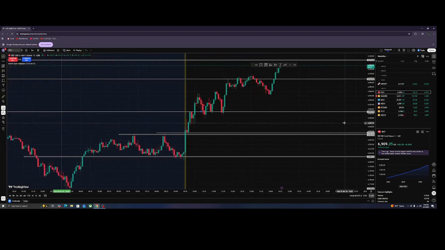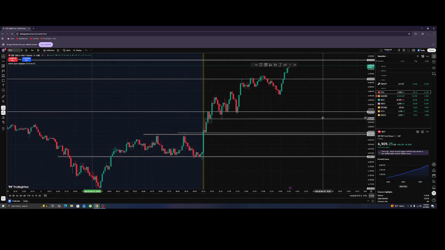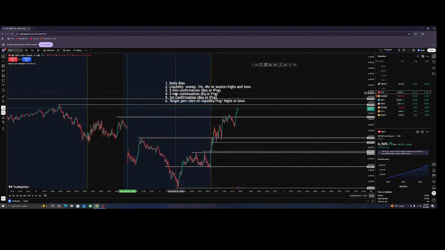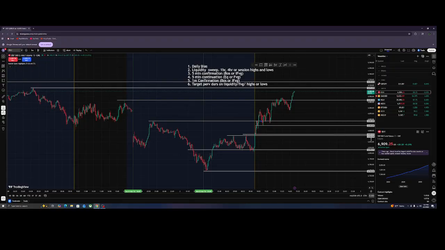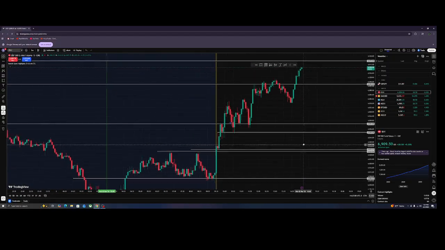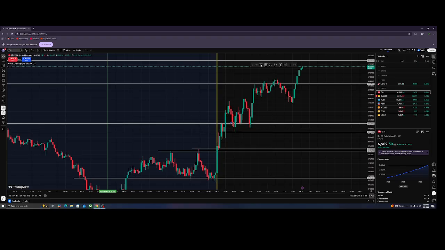Now we come to our confluence part. We look for a 5-minute break of structure, which we get here. So our first confluence, well, you could check that out. We're done, right? And I'm just trying to show you how this strategy plays out, and it actually works. I don't want to give you the strategy and then it's not working. Our second confluence is to look for a 5-minute fair value gap, or EQ.